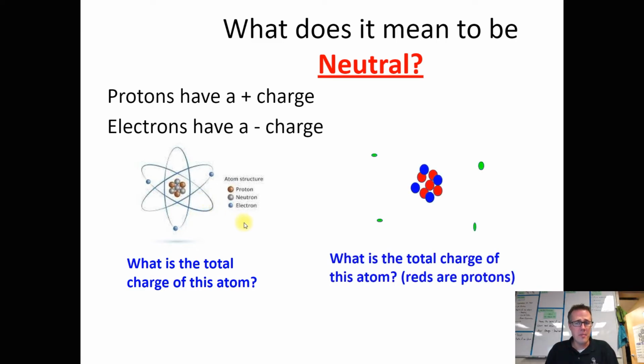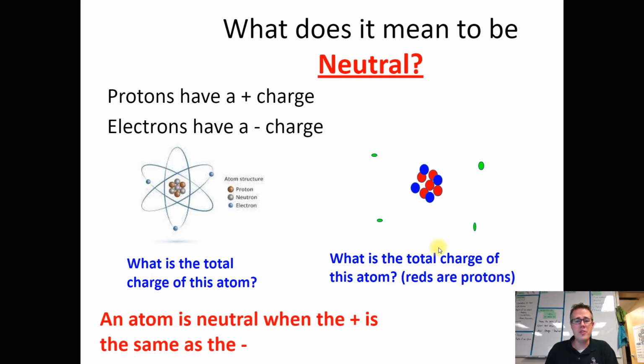So take a look at this element. Pause the video and think about what kind of a charge this one would have. Since the red ones are protons, we would have 5 pluses in the center, and the electrons, there are 4 of those. If we have 5 pluses and 4 minuses, that means that we have 1 more positive than we do negative. So this would be a +1. So an atom is neutral when the positive is the same as the negative. Pause this video if you need to write these notes down.